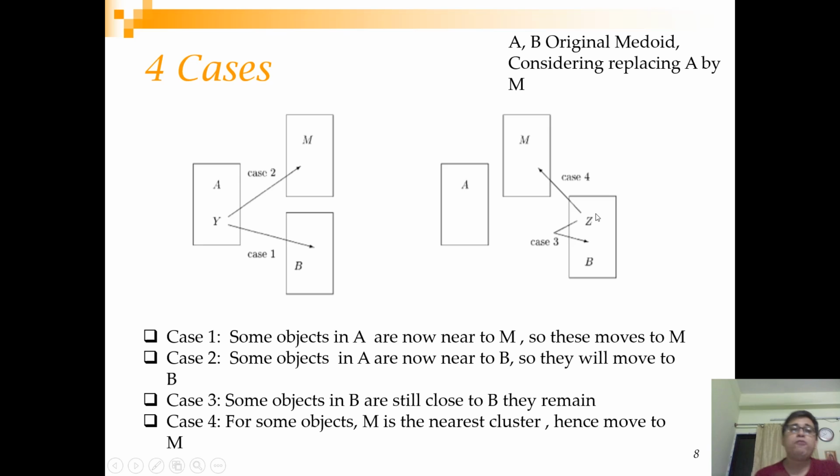So essentially for all the points, you find out which case it falls into, and then for each of the cases you find out the swapping cost. Finally, for all these 4 cases, you add up the swapping cost and that gives you the total swapping cost. All right. So now let's take an example and understand this further.